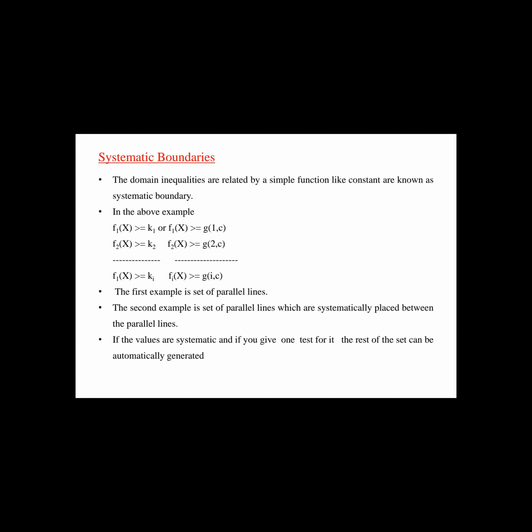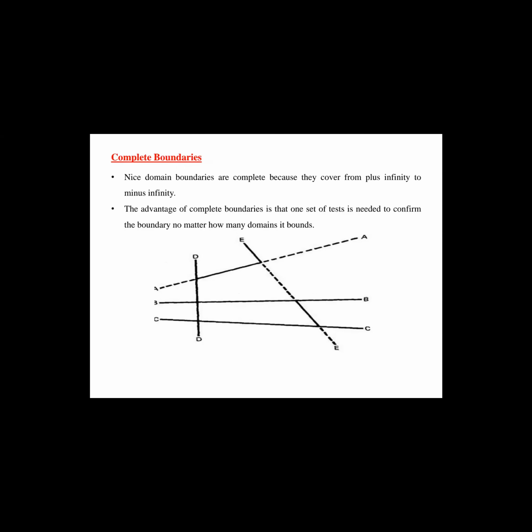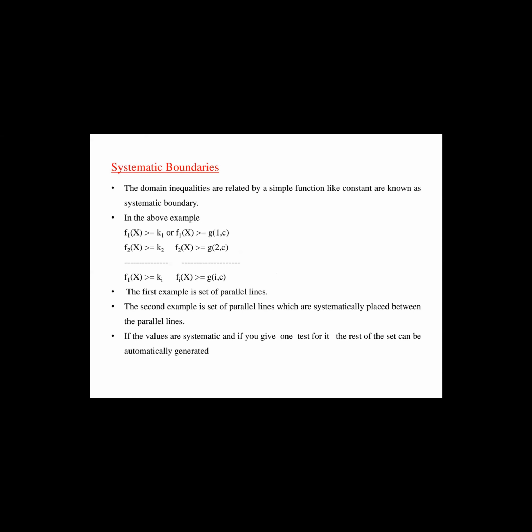And the next one is systematic boundary. The systematic boundary is a simple representation like this complete boundary only. But in the complete boundary, we took the dimension boundaries from plus infinity to minus infinity. Here we will represent the boundary in the format of functions. We take the boundary in the format of f1 of x greater than or equal to k1, with constants. So in systematic boundary we will take multiple functions.